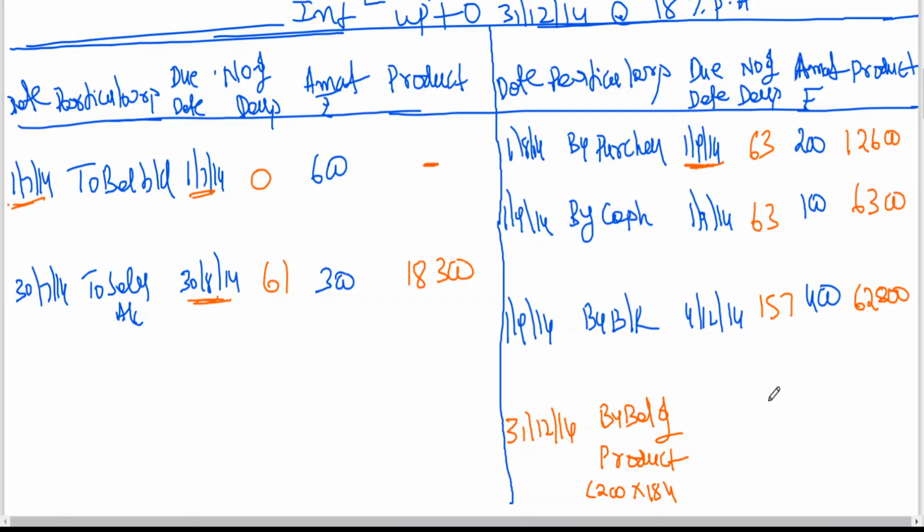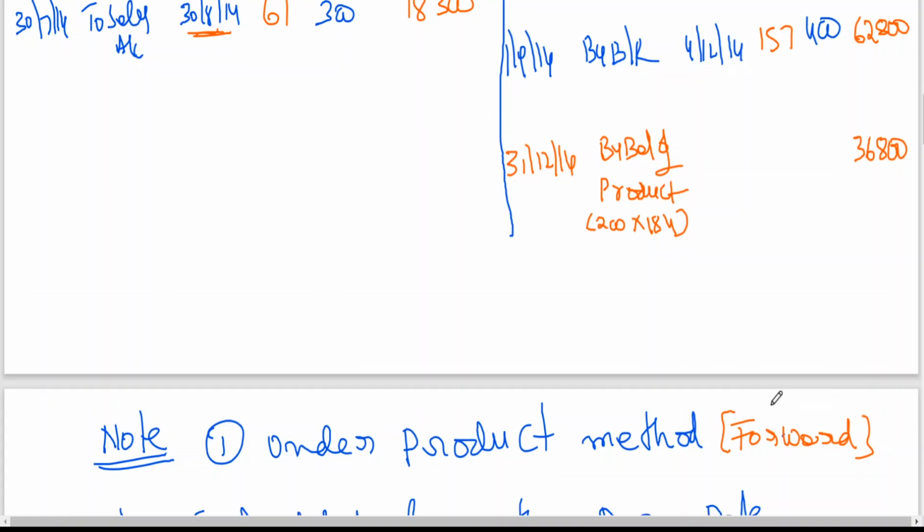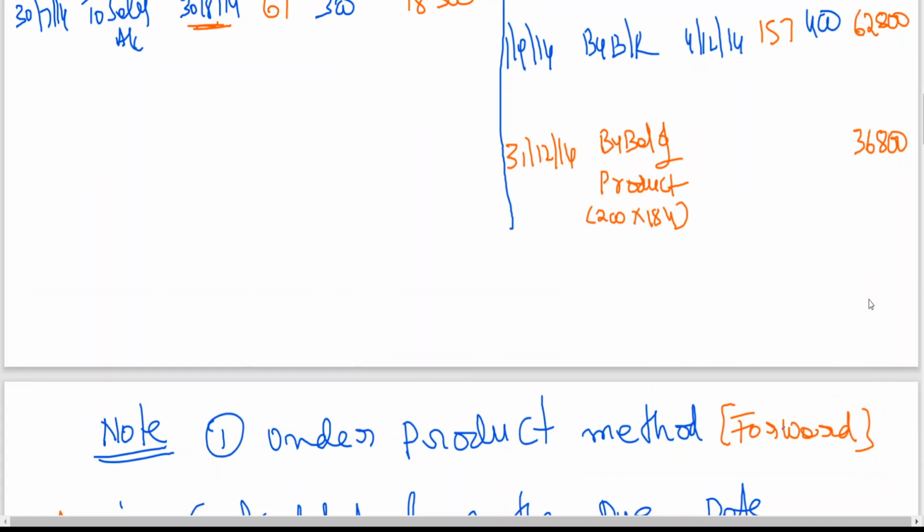Now this is completed. Now where you will be writing 200 into 184, let us see. It is coming to 36,800. This 36,800 I have written here, in the product column. So after completion of this, now come back to actual balance of product. Under epoch method, the credit side will be showing more, obviously. Then go for the calculation.